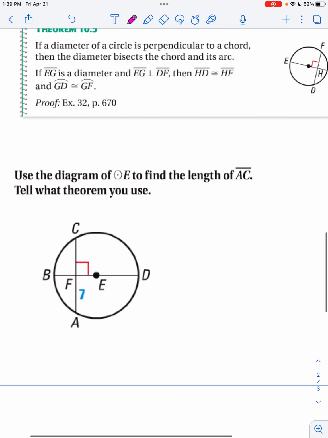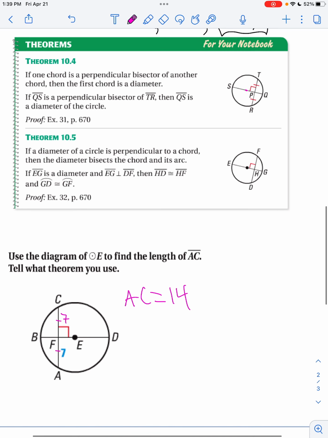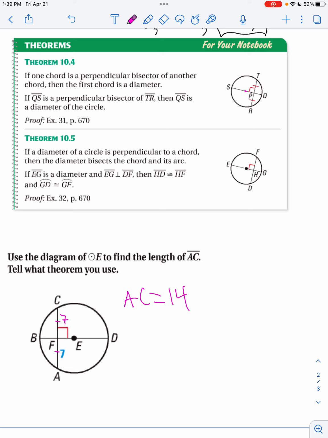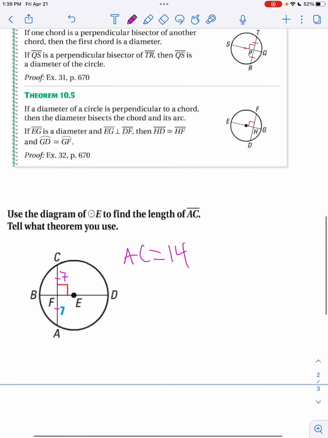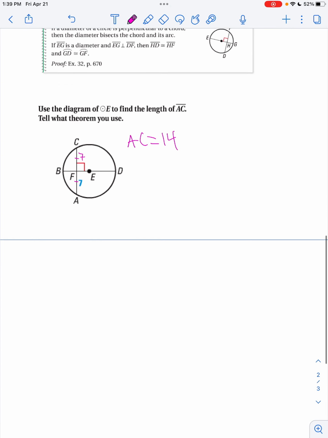Use the diagram of E to find the length of AC. Right here, if I know that this side is 7, they're going to be the same. This side is 7, therefore AC is 14. And I think I would have used 10.4. I would use 10.4 on that one.